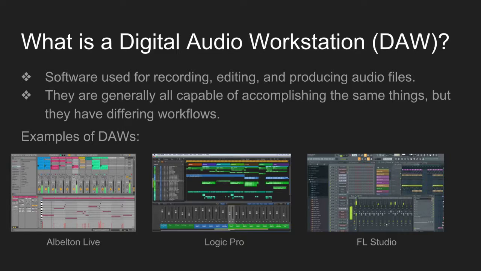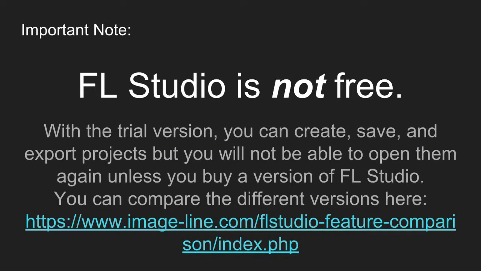So I have examples of different DAWs on the screen. You have Ableton Live, Logic Pro, and FL Studio. There's a bunch of other different professional ones, like Reason, Cubase, etc. They all basically accomplish the same things. It's just that making loops in one DAW isn't going to be the same as making loops in another DAW. You can also think of it, if you're familiar with editing videos, like the differences in different editing software.